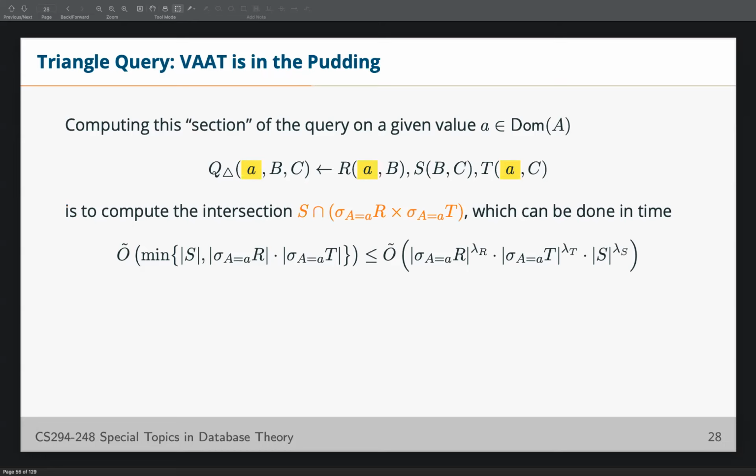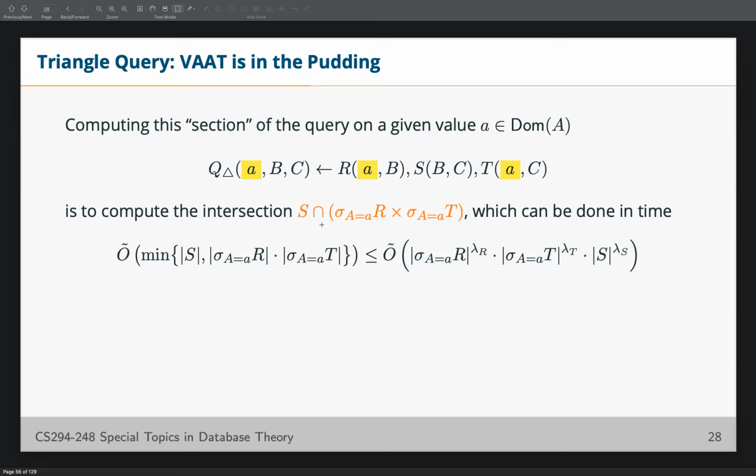Okay, so how does the proof work? Well, the proof is exactly that. Basically, computing this section of the query, for a given A, is basically to compute this intersection, right? And if you look at the algorithm, you can see that we can compute the intersection in time that is the minimum of the sizes of the two sets. You can prove that inductively.